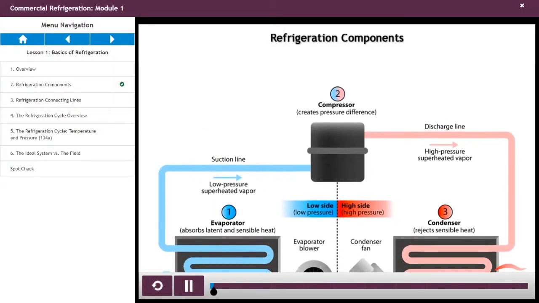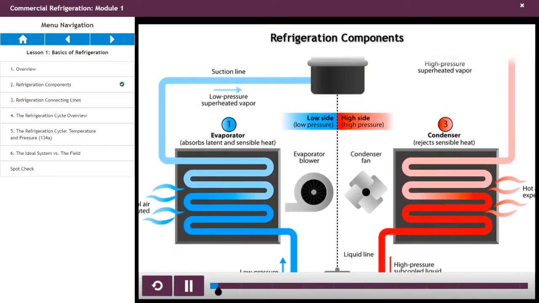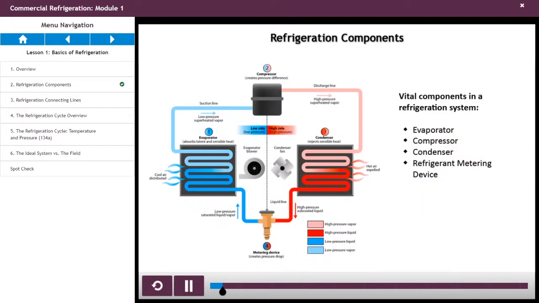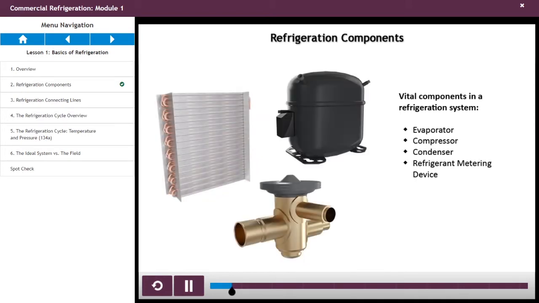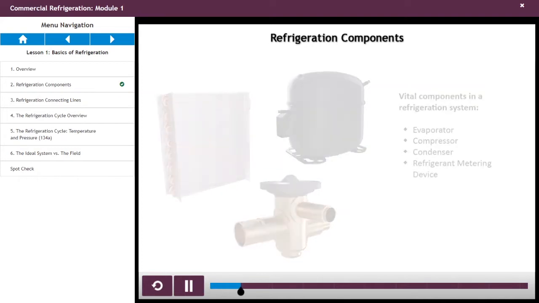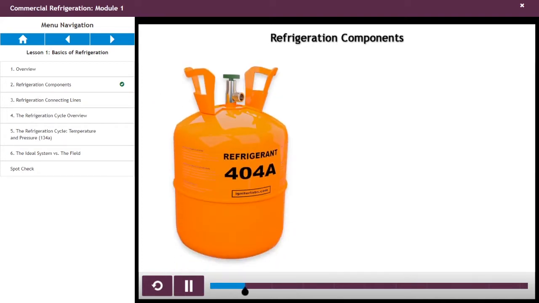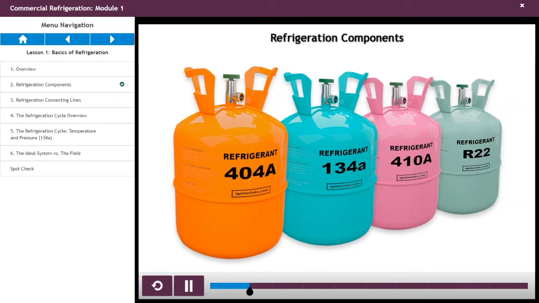Now let's follow the path of refrigerant through each vital component of the refrigeration system, to identify its basic function. We will go much more in depth in later chapters, but first, let's get familiar with the basics. First, you need to understand why refrigerant works as it does.